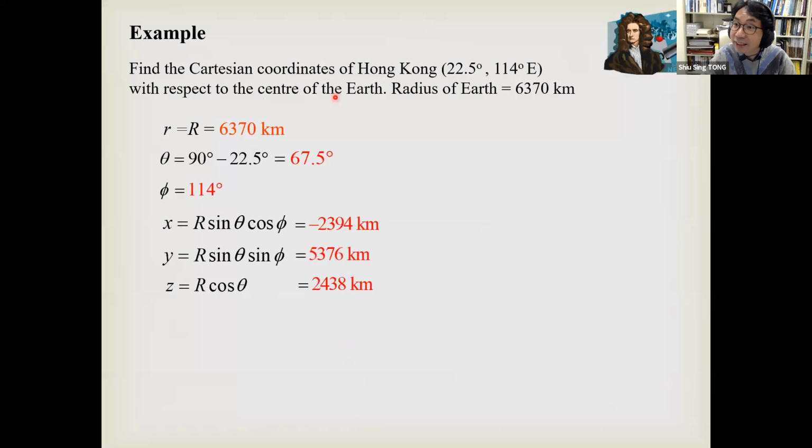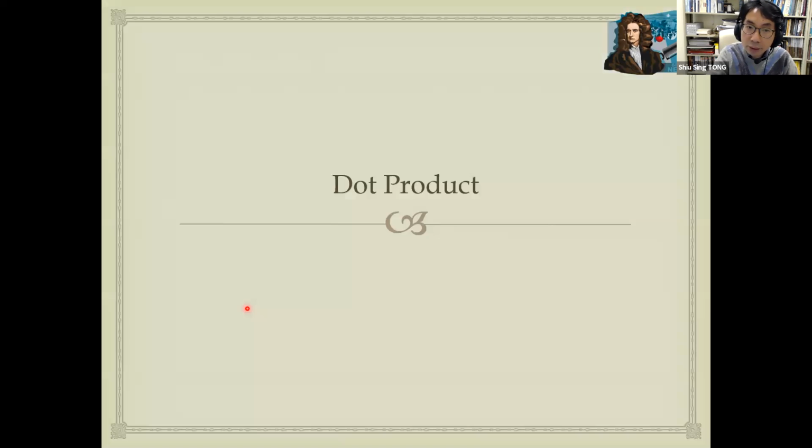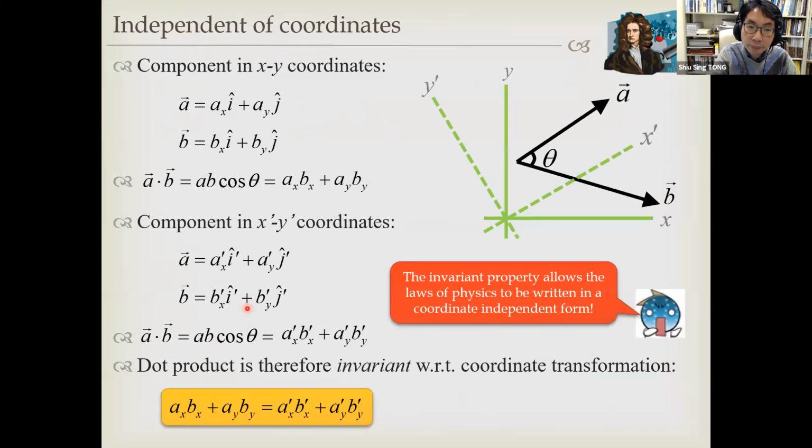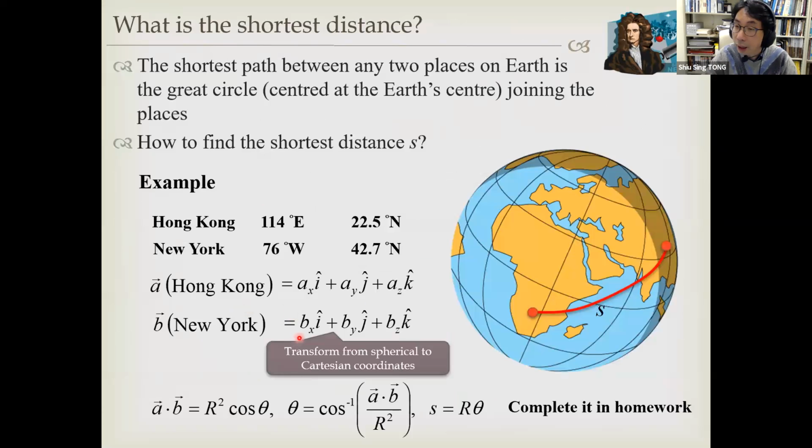Do you remember this? For Hong Kong, we have these three numbers for X, Y, Z component. And so I can do the same for New York, right? And I got BX, BY, BZ. And when I form the dot product between the two vectors, I got, by definition, R squared multiplied by cosine theta, where theta is the angle subtended by this arc length at the center of the Earth. But I can also calculate the dot product by AX BX plus AY BY plus AZ BZ, right? Because I have already done the conversion.